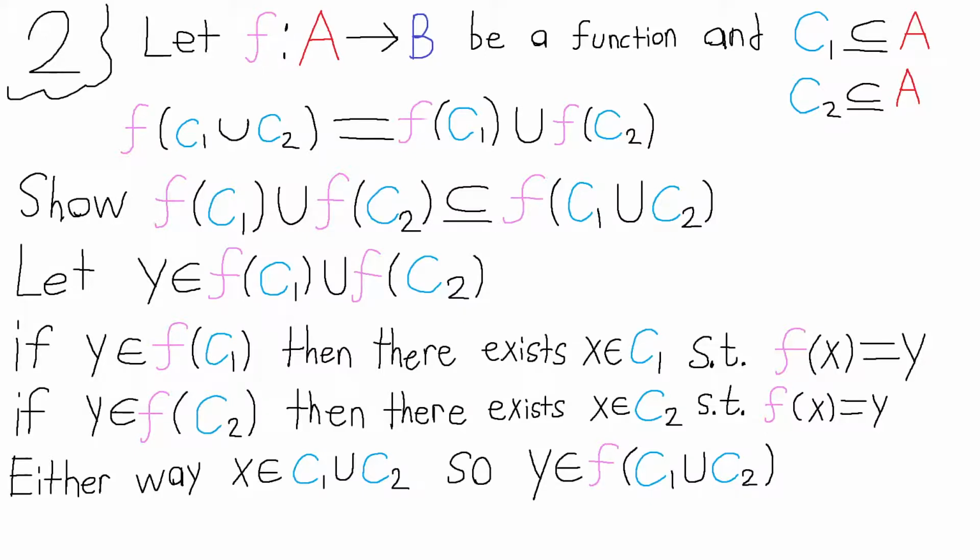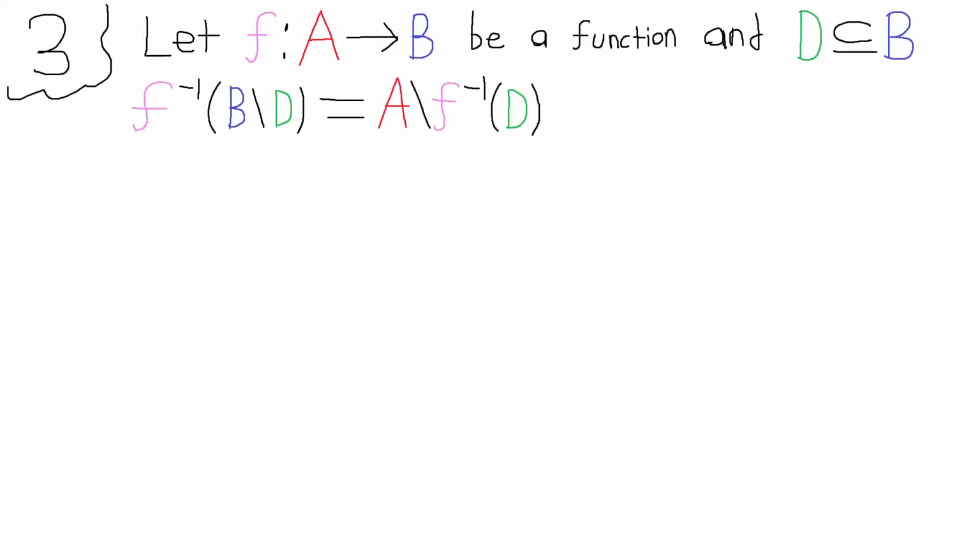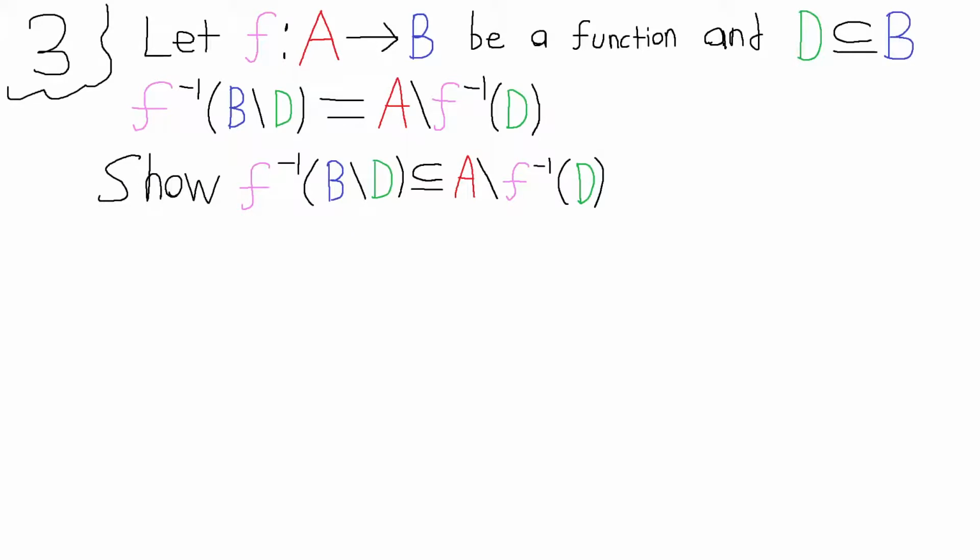Now let's move on to problem 3. Let f be a function from A to B, and let D be a subset of the codomain B. Then we need to show that the preimage of the complement of D in B is equal to the complement of the preimage of D in A. So first, we need to show that the left side is a subset of the right side.